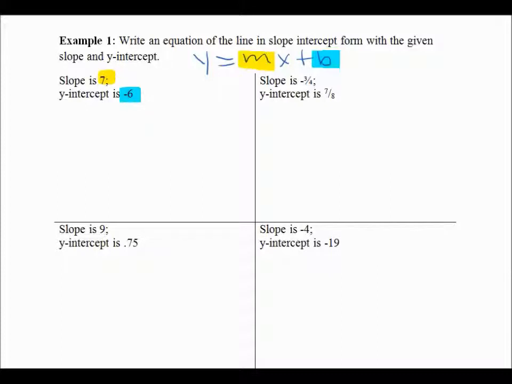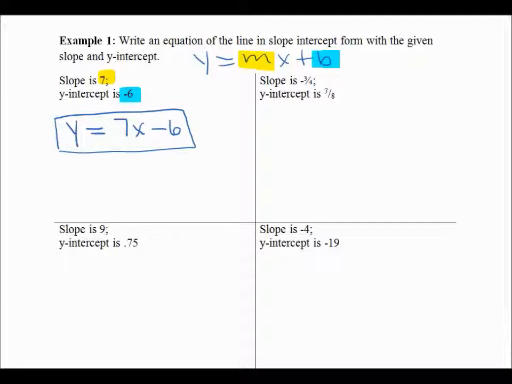Now these are the easiest problems to write equations of lines, but a lot of times kids will get confused and they'll try to do too much because they don't think it's this simple. All I need to do is put these two numbers in the proper order. So this becomes y equals, my slope is 7, so that's 7x minus 6. And that's my answer. Y equals 7x minus 6.